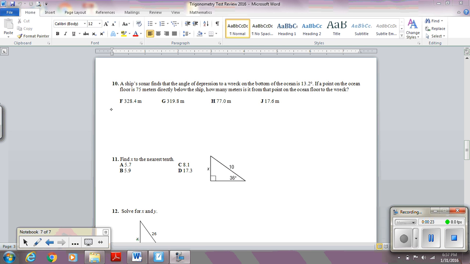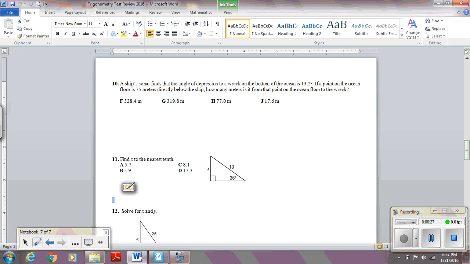So let's draw a picture. So we have our ship. And then we got a spot directly below the ship, 75 meters away. And then there's a wreck, so I'll mark it with an X. From the ship to the wreck, there's an angle of depression.